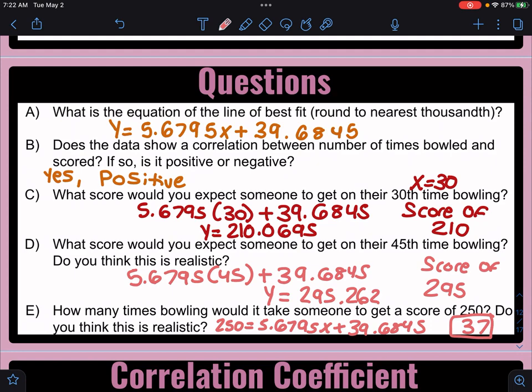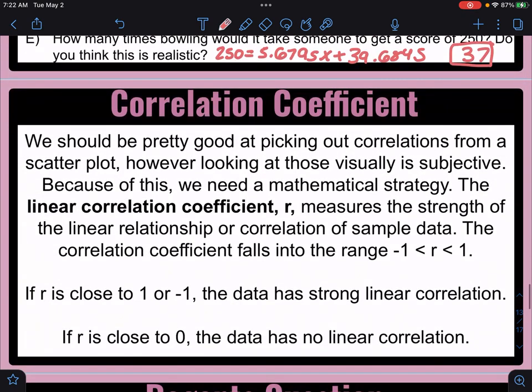Alright, now we are going to move on to the second part of this lesson, which is about the correlation coefficient. We should be pretty good at picking out correlation from a scatter plot, so we should be pretty good at telling if it's positive or negative. However, looking at these visuals is subjective. Because of this, we need a mathematical strategy. The linear correlation coefficient R measures the strength of linear relationships or correlations of sample data. The correlation falls into a range of -1 to 1. The closer it is to 1 or -1 tells us that it has a strong correlation. But the closer it is to 0, that tells us that it has no linear correlation.